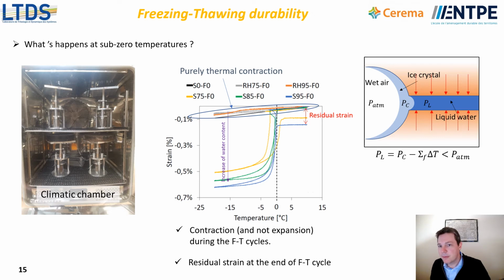This residual strain may stabilize or may increase with an increasing number of freezing-thawing cycles, which may induce a problem of stability of the overall structure. So these two points show that there can be some problem of freezing-thawing durability of earth construction, but the way to assess the problem will be far different from the way we use to estimate the freezing-thawing durability of saturated concrete.